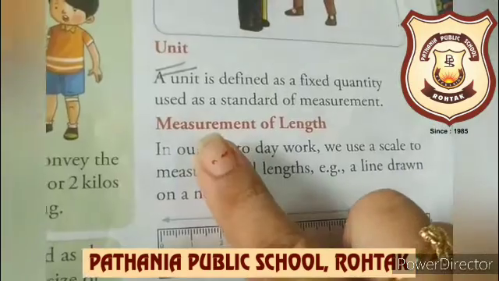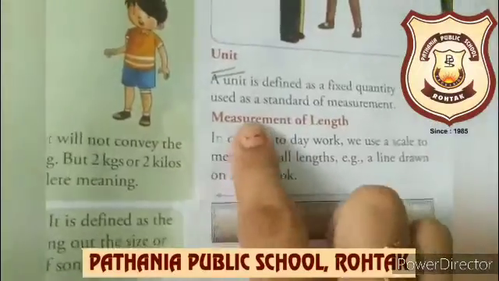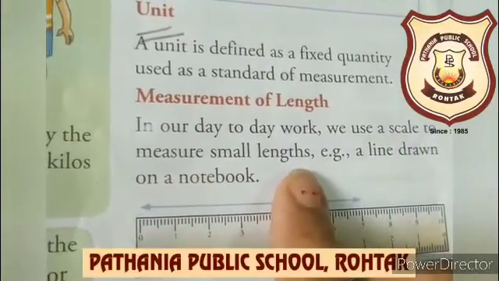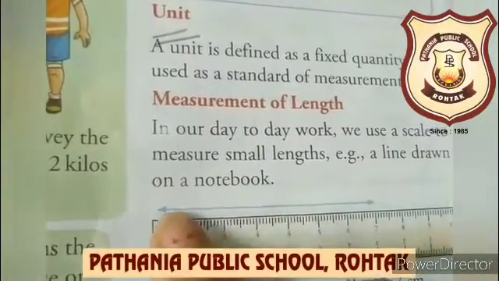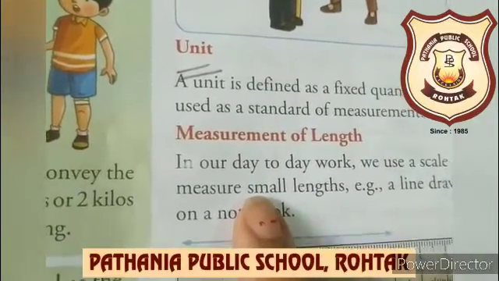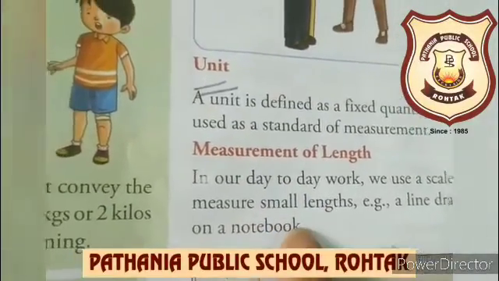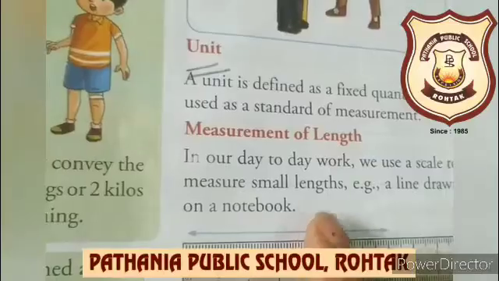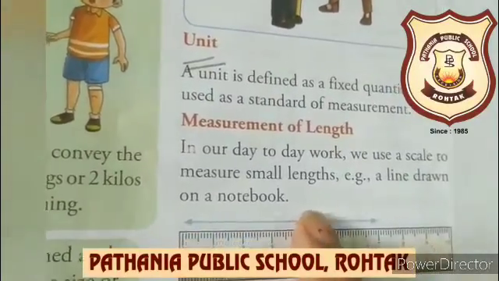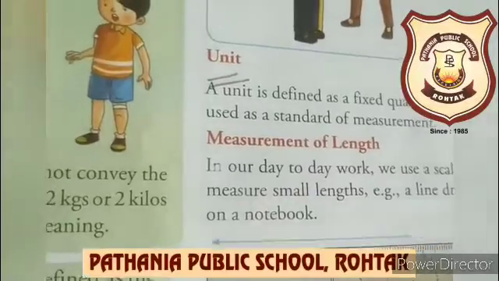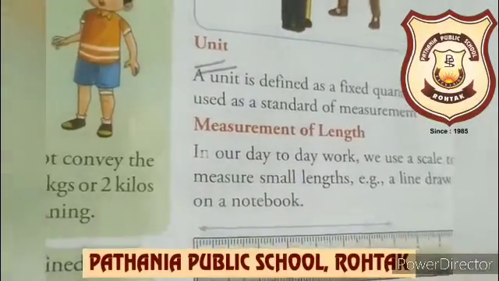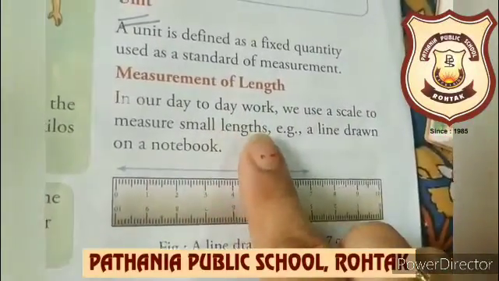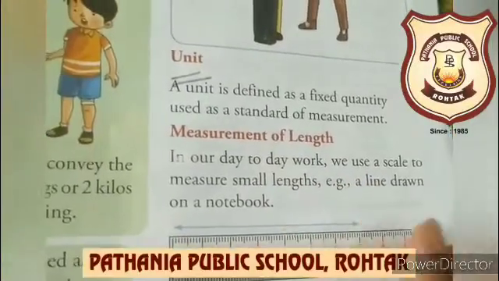Okay beta. Now beta, let's start the reading. Measurement of length. In our day-to-day work, we use a scale to measure small lengths, for example, a line drawn in a notebook. When your mother buys a sari, she asks the shopkeeper to measure the length of the sari with the meter rod. When you go to the medical room of your school to measure your height, the height is measured with the meter scale. So in our day-to-day work, we use a scale to measure small lengths.